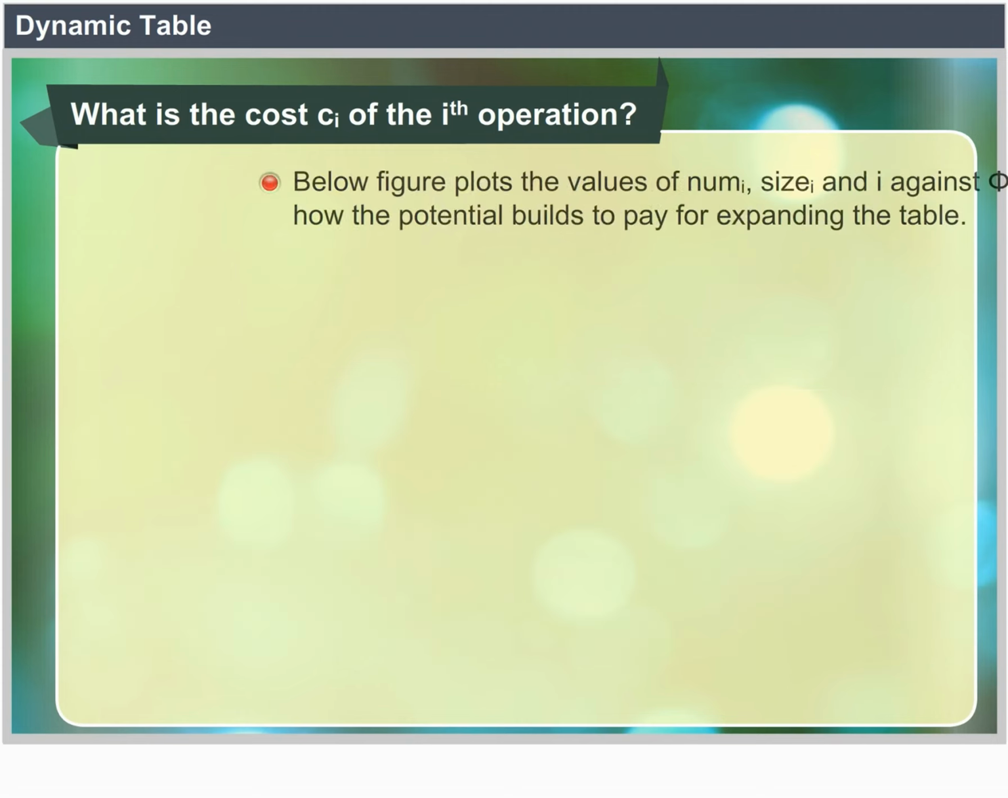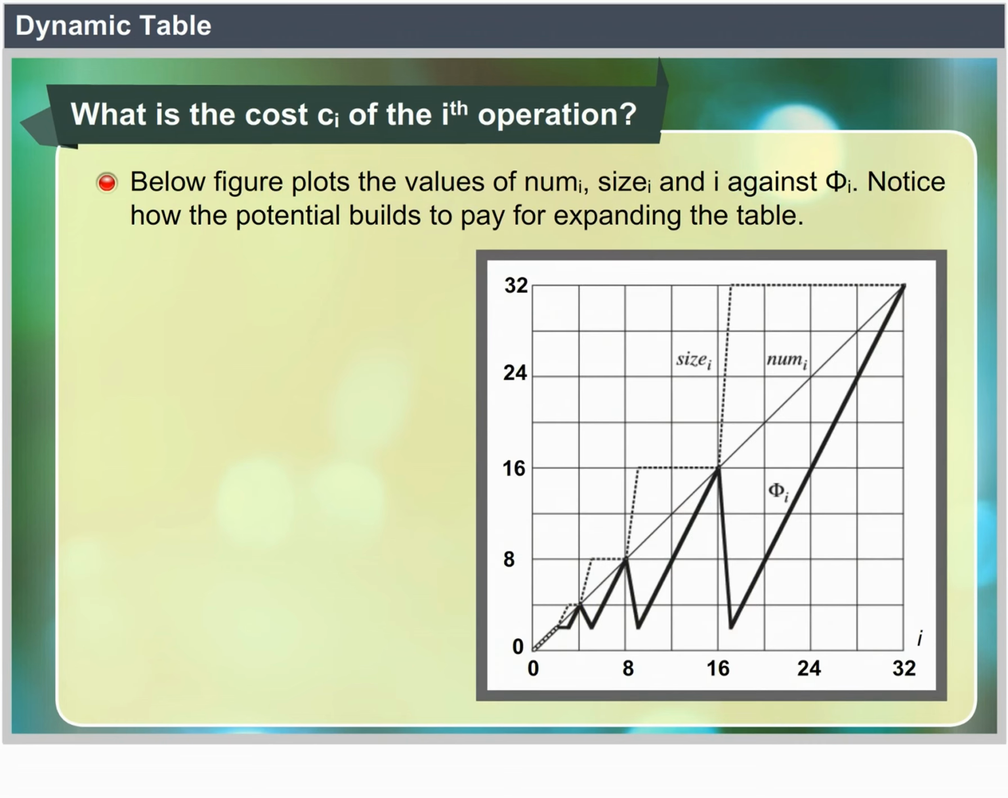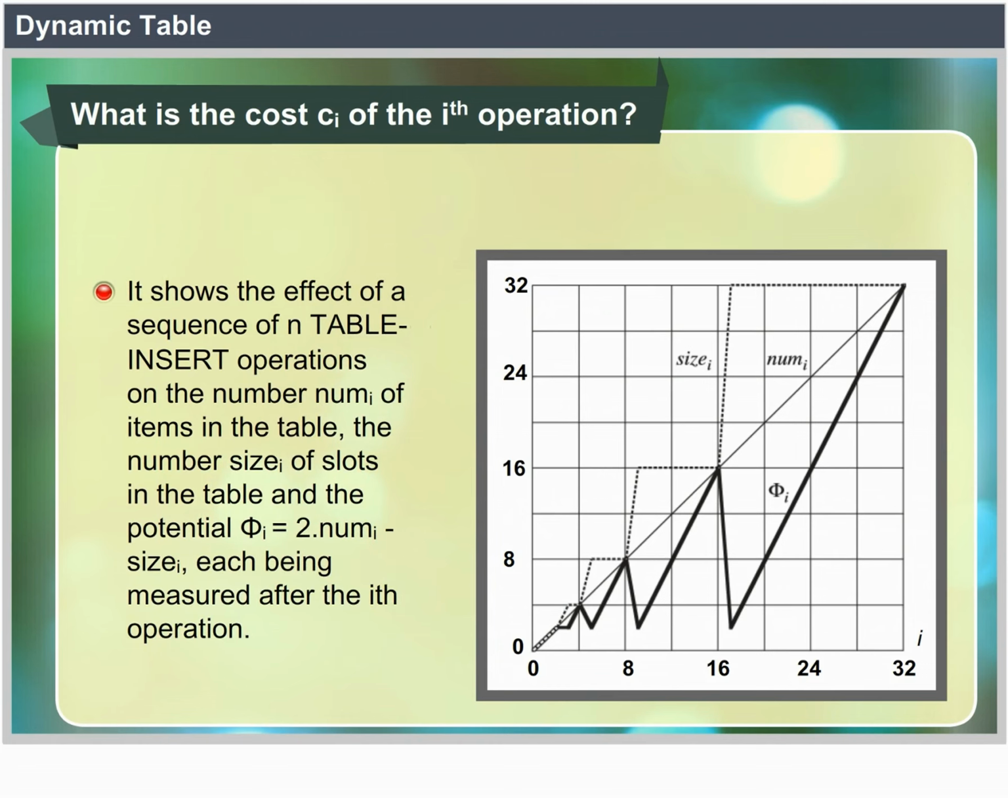This figure plots the values of num i, size i, and phi i against i. Notice how the potential builds to pay for expanding the table. It shows the effect of a sequence of n table insert operations on the number num i of items in the table, the number size i of slots in the table, and the potential phi i equals 2 times num i minus size i, each being measured after the ith operation.